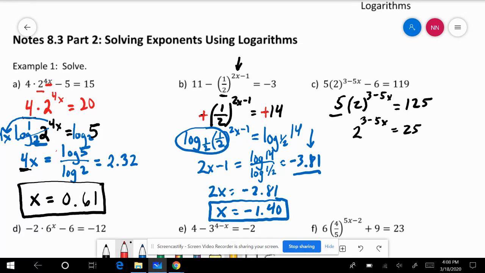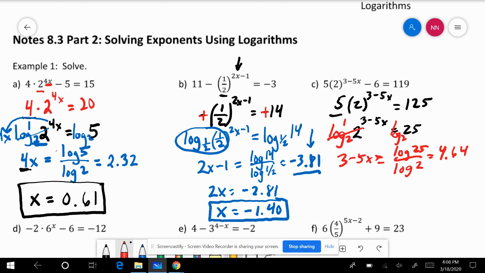Then we get rid of our base number by doing the log of whatever that base number is, so we do the log base 2. Once again, this becomes 1. So we're left with 3 minus 5x is equal to, using the change of base formula, log of 25 divided by log of 2. Log of 25 divided by log of 2 gives me 4.64.